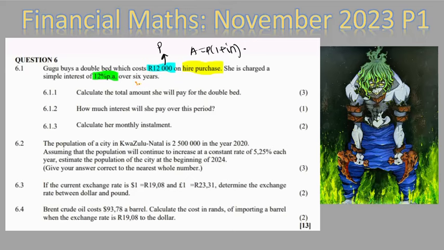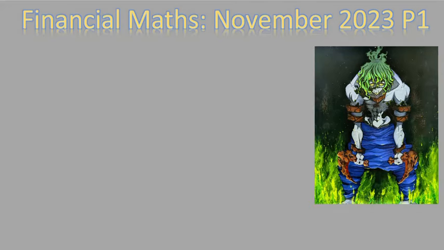But then you see what I want to say here. Over 6 years. So this is our N. And this is our I. We have P, we have N, we have everything we need. Now, the first question here is 6.1.1. Calculate the total amount she will pay for the double bed. Let's do that.